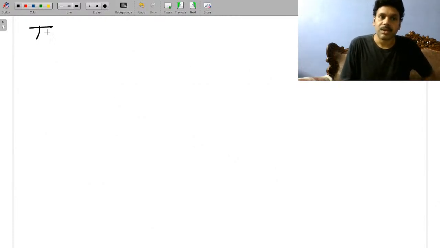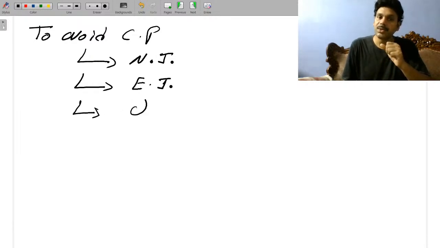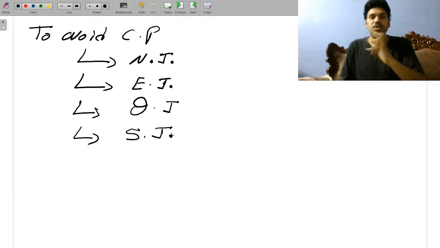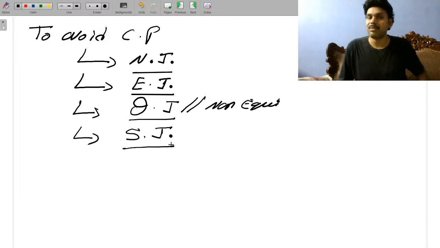So, this is our concept. To avoid Cartesian product, you may use natural join, or you may use equi-join, or you may use theta join, or you may use self-join. These are the four varieties of joins: natural join, equi-join, theta join, also called a non-equi-join, or self-join.